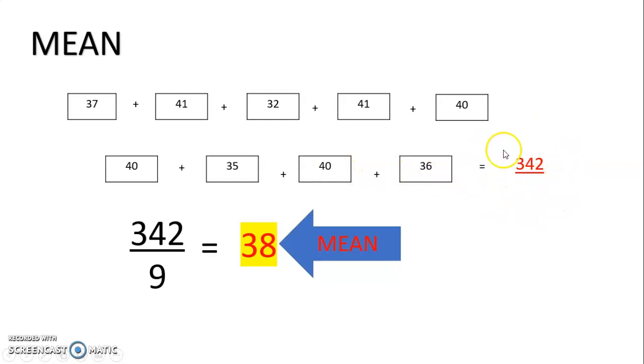So your answer will be 342. Now, 342, you're going to divide by the 9 friends, the 9 friends that answered her survey of how many texts per week they sent. So 342 divided by 9 is 38. So 38 is your mean. So this is your answer.